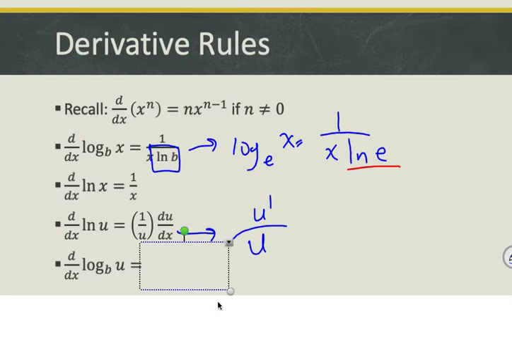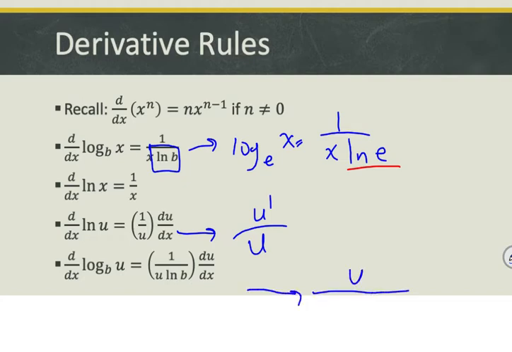All right, so then we throw in a different base here, and it doesn't change anything. It's 1 over u. We have that ln of the base. If the base is not e, we have to write it then, and then du dx, which again, like I said, I prefer to write this as u prime or du dx all in the numerator, and then u ln b.